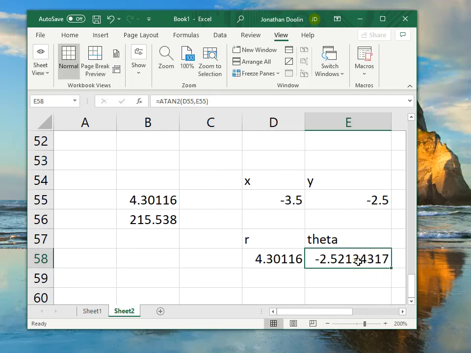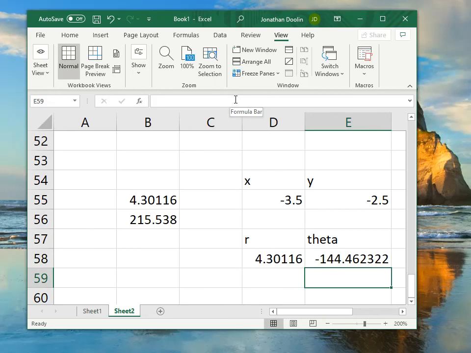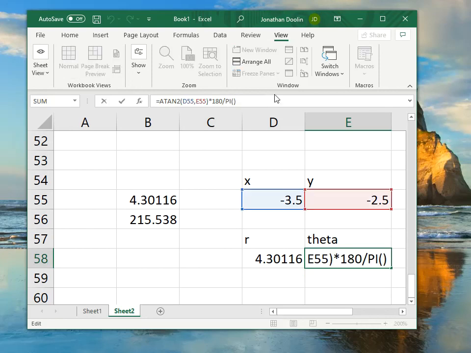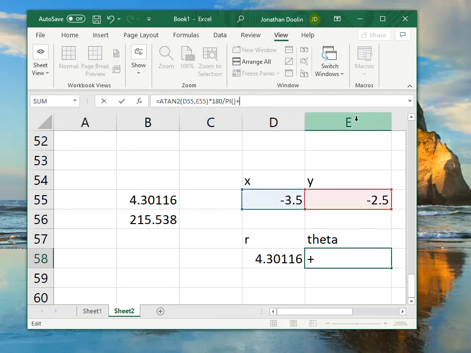Let's multiply that by 180 over pi, and we get it in degrees. Let's go ahead and, to make it match the other one, add 360 to that, and we get the same angle from that. So it gave the negative, which is, what did it have before? Let's go ahead and remove the 360.